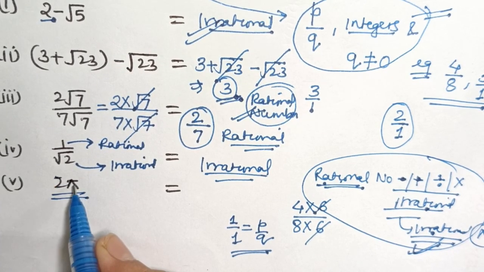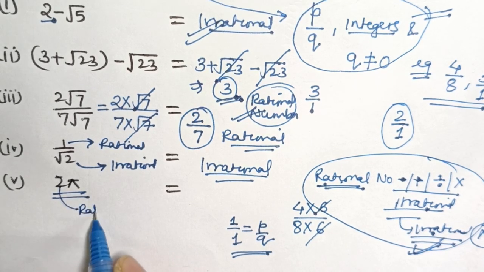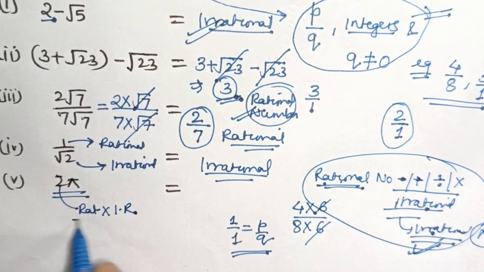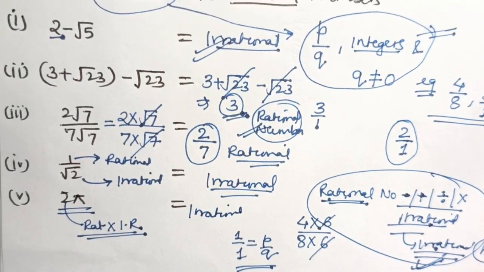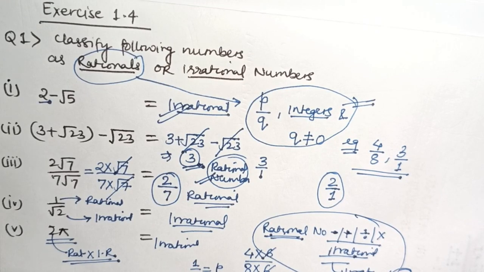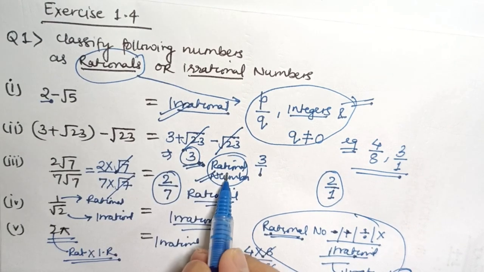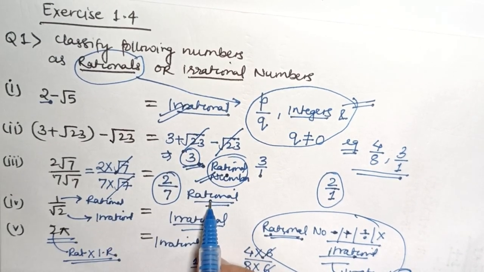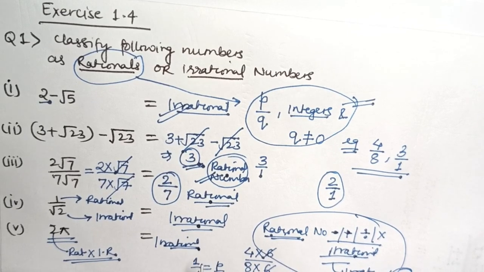Now moving to your fifth question. So 2 into pi. You know pi is what? Pi is an irrational number only, and 2 is a rational number. I have told you 2 upon 1 can be written, but pi is an irrational number. So if an irrational number is multiplied with a rational number, the resultant will be irrational only. Now your first answer will be irrational, the second one is rational, the third one is rational, the fourth one is irrational, and the fifth one is irrational.